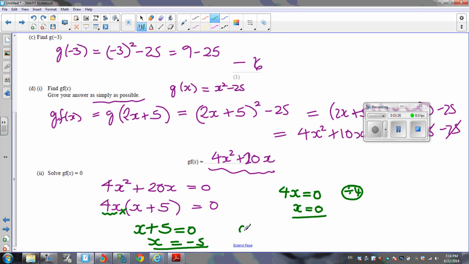So there are two solutions. Either x is equal to minus 5 or x is equal to 0.